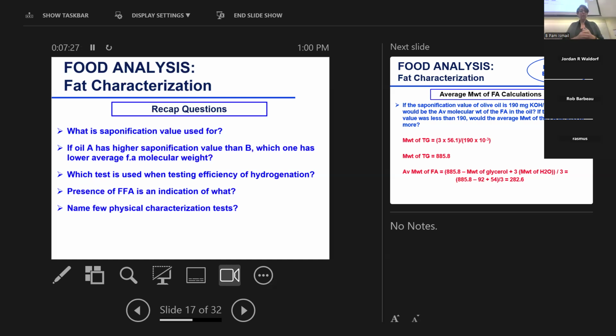All right, name a few physical characterization tests. Sunili. Melting point is one. What else? What did we talk about? We talked about refractive index. We talked about smoke point, flash point, fire point. Okay.